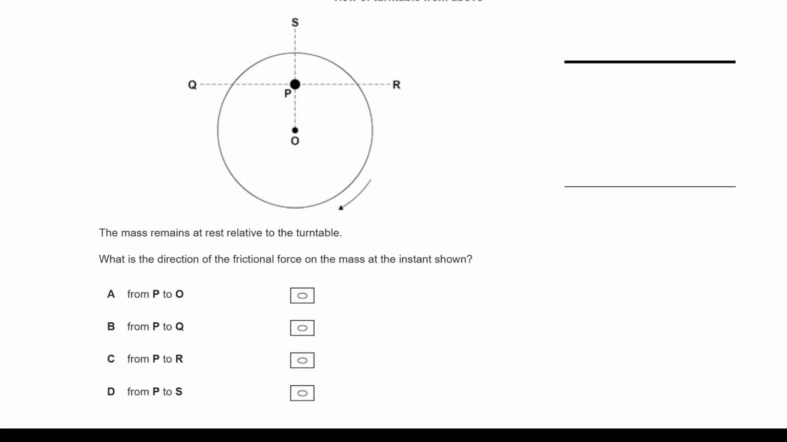Let's do this question. The mass remains at rest relative to the turntable. That means the mass is not moving, it is at rest here. So the normal reaction force is balanced by the weight. And what provides the necessary centripetal force towards the center is the friction. So the direction of friction is P2, isn't it? If it is not towards the center, it cannot be the centripetal force. The centripetal force is towards the center.